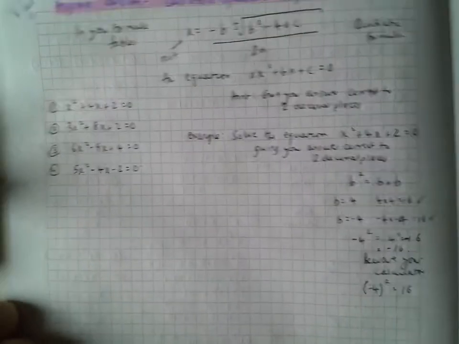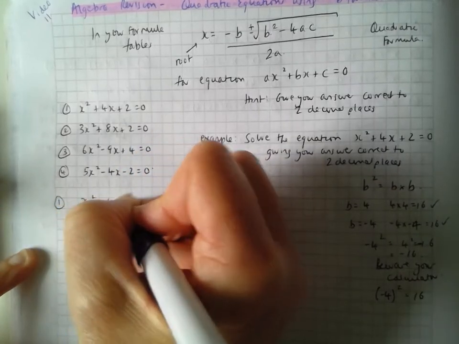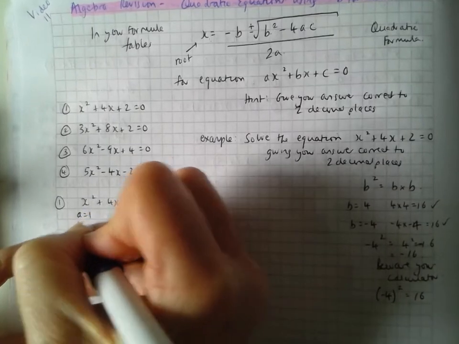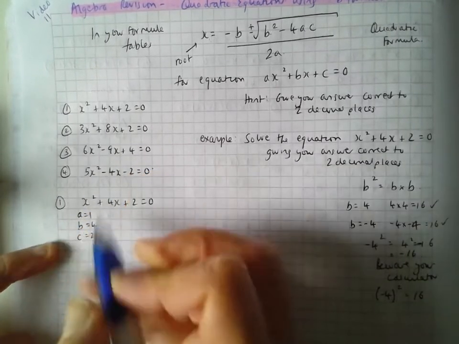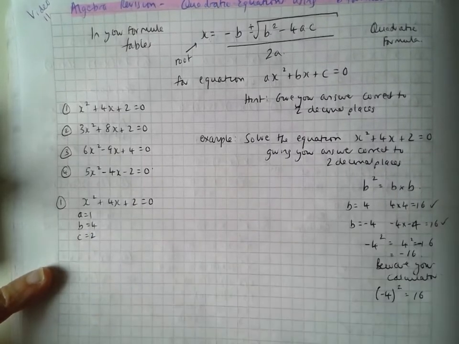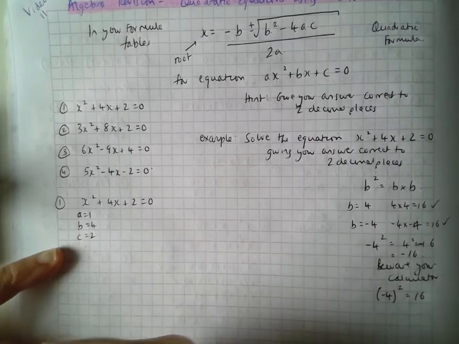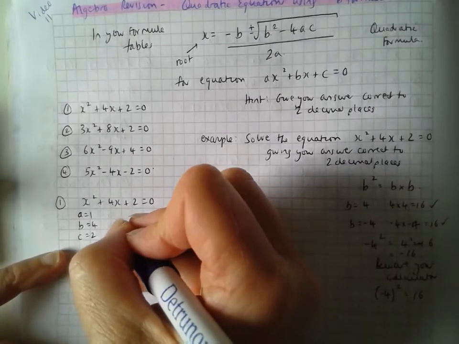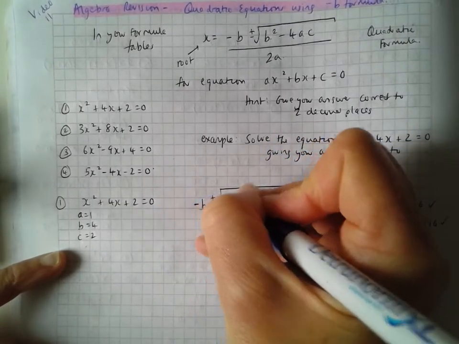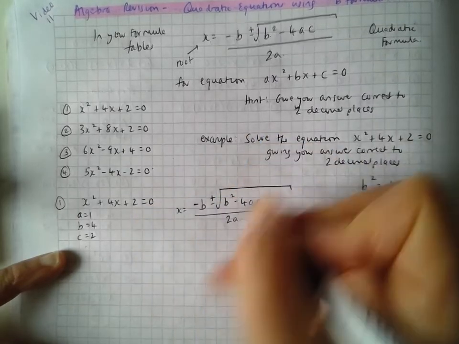So, question 1: x squared plus 4x plus 2 is equal to 0. That's a is 1, b is 4, and c is 2. A is the number in front of x squared. There isn't a number there, so we know it's a 1. B is the number in front of the x, which is 4, and c is the constant at the end without the x, which is 2. I'll write the formula again down here: minus b plus or minus the square root of b squared minus 4ac all over 2a. That's the formula I'm going to sub into.